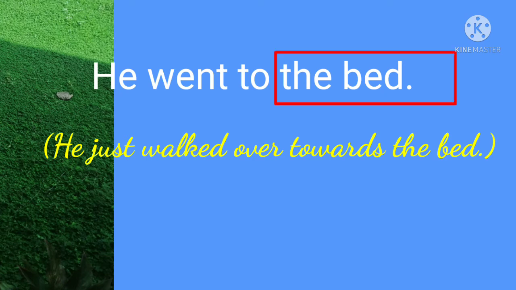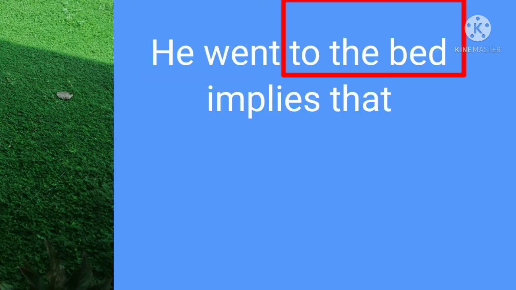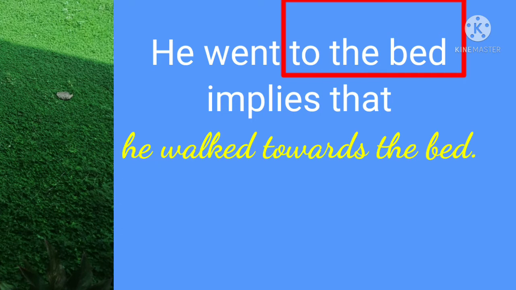That he went to bed means he went to sleep. If you want to get the meaning he went to sleep, you have to say he went to bed. No article is required there. He went to the bed implies that he walked towards the bed.